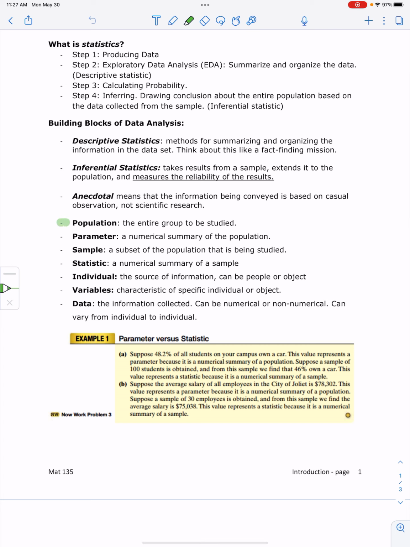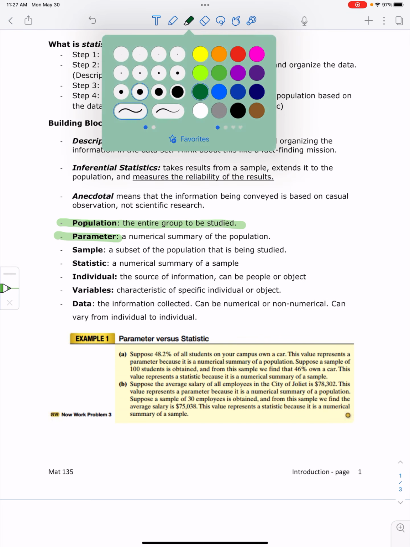We are going to start by talking about a population and what's called a parameter. So our parameters are going to be those values that describe the population. It could be an average of the population. It could be a proportion. Anytime you see that word parameter, you know that we are talking about the population.